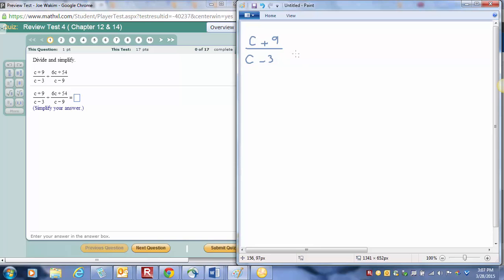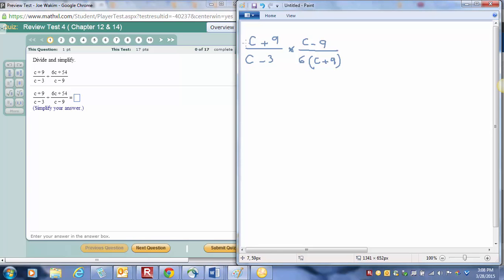Instead of division, I want to multiply and do the reciprocal of the second one, so that 6c plus 54 will be in the denominator. Notice that I can pull out the 6 as a common factor, and I'm left with c plus 9, because 6 times c will bring back 6c, and 6 times 9 will bring back the 54. And I'm going to put c minus 9 on the top again because I'm dividing, I multiply by the reciprocal.